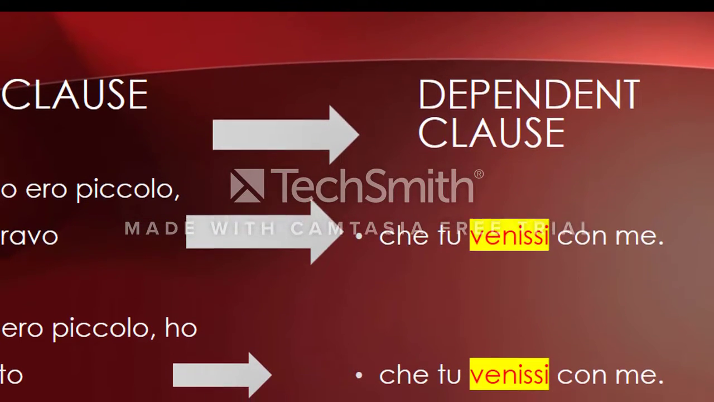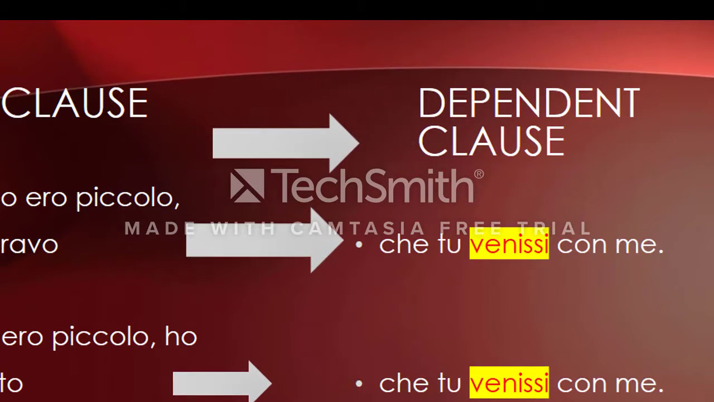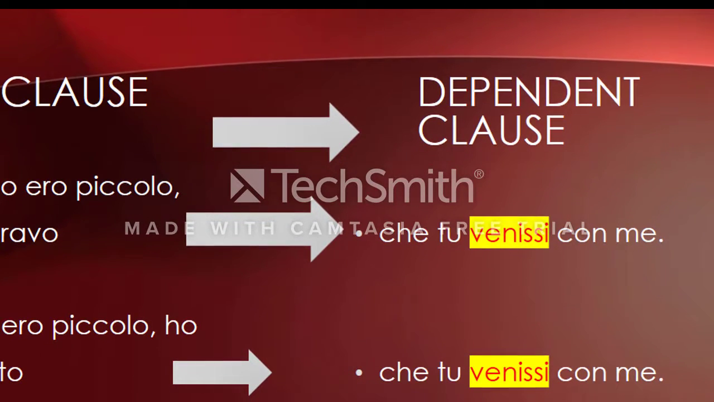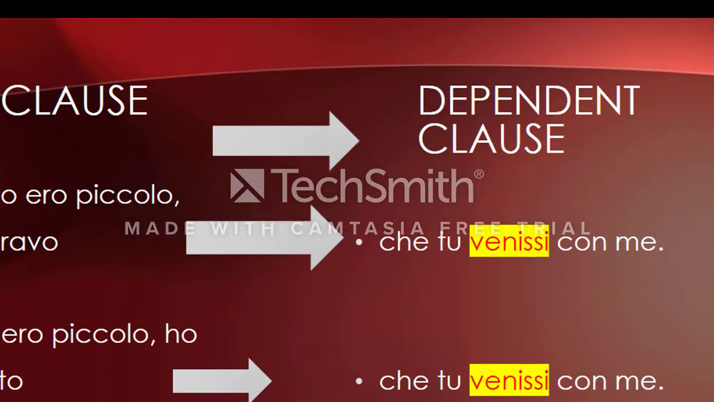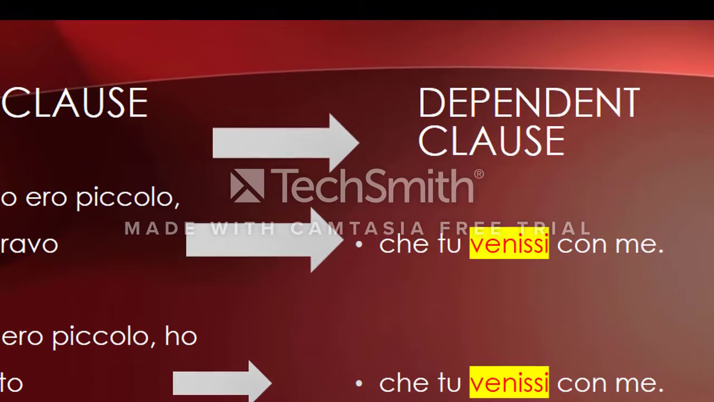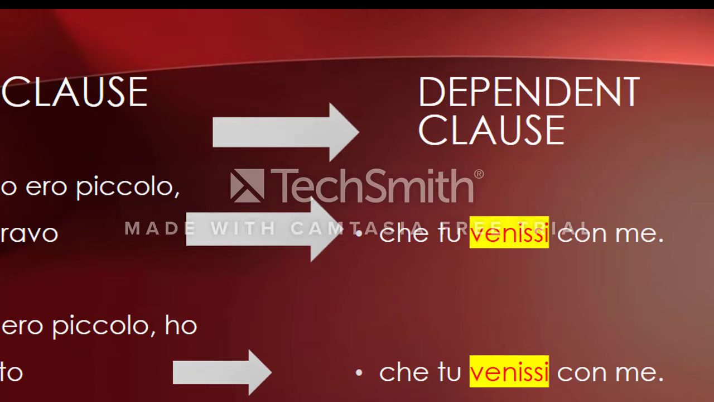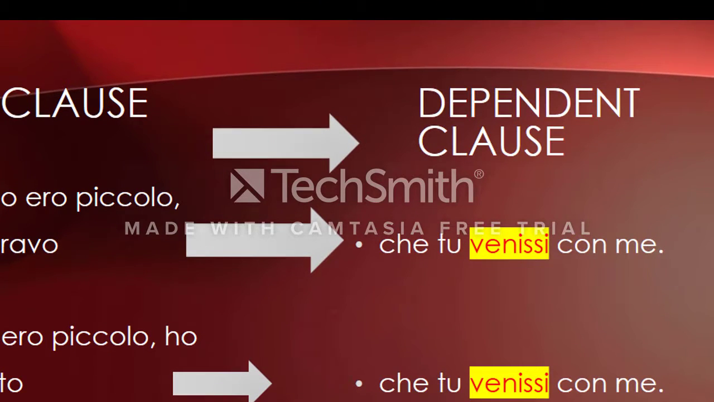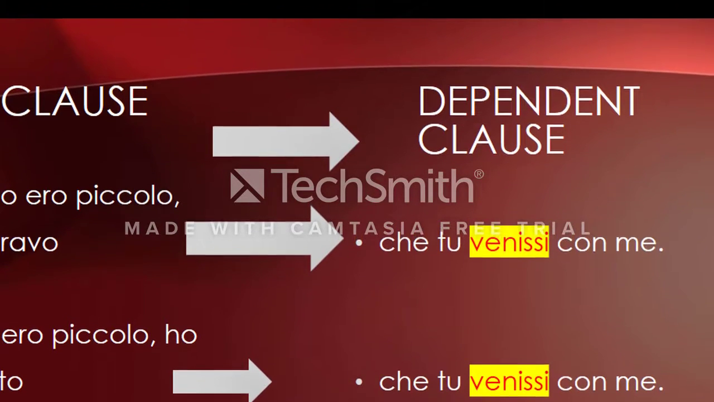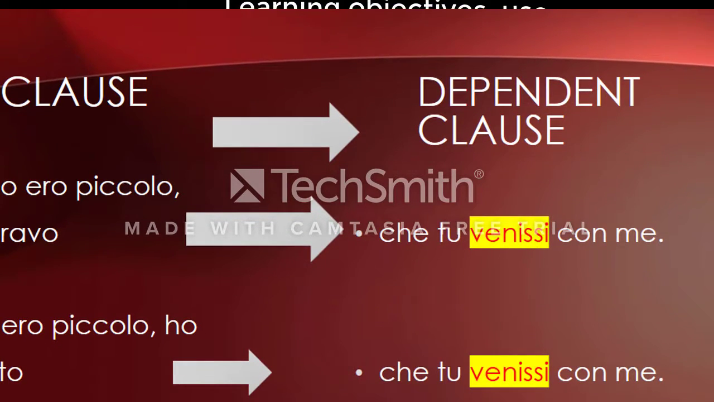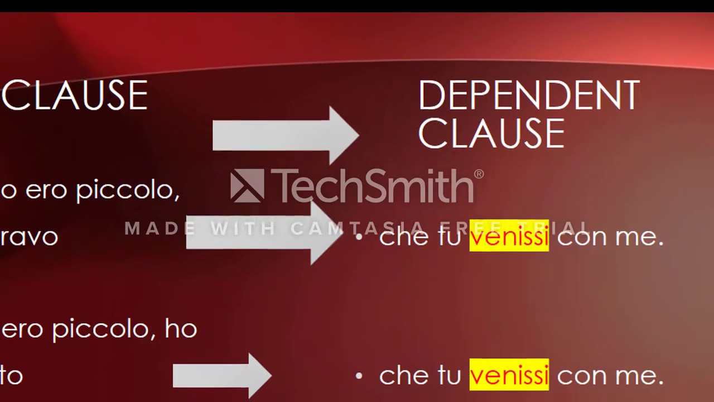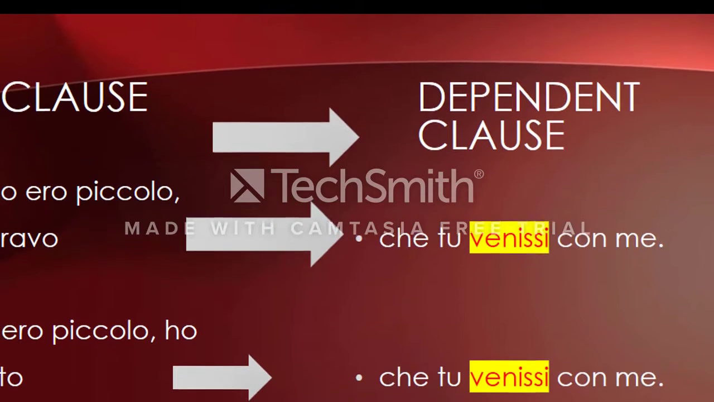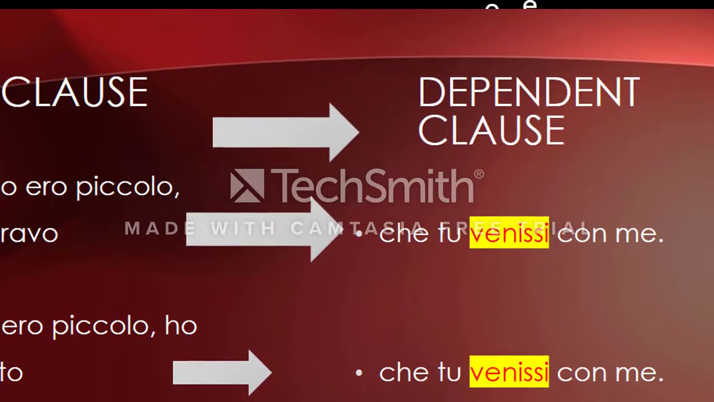Main clause and dependent clause. They both are connected and are together in the sentence that requires the imperfect subjunctive. So the main clause, we have a sentence here, a phrase, quando ero piccolo desideravo. And this main clause is going to join the dependent clause, che tu venissi con me. The dependent clause needs the main clause. The main clause can stand by itself, not the dependent clause.